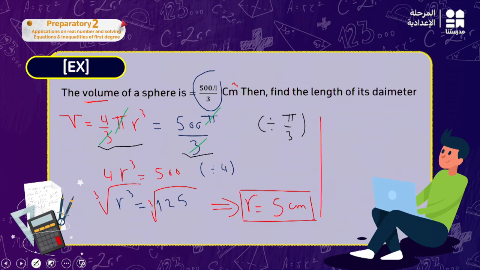So r equals 5. But what do we want here, guys? The diameter. Diameter equals what? Yes, 2 multiplied by r, double the radius. So the diameter here equals 2 times 5, which equals 10 centimeters.